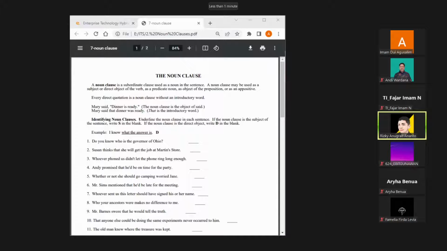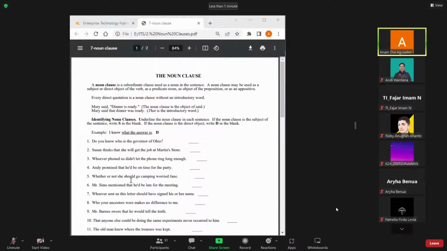Number 3, whoever phones us, let the phone ring long enough. It's the S, I guess. Whoever phoned us, that's the subject. Okay, that's correct. Yeah, whoever phoned us, this is the subject. Okay, and then number 4, Andy promised, and this one must be the objects, direct object, okay? And then number 5, whether or not she should go camping, worried Jane.